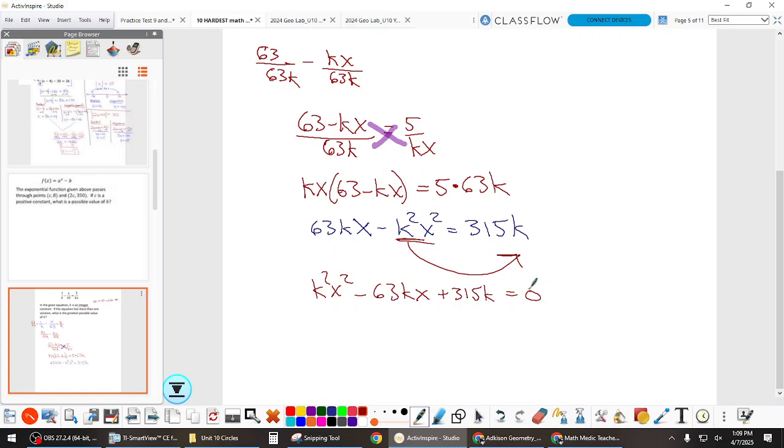Good? This should look familiar. This is just a quadratic. If we ignored all these k's, we've done these lots this year: x squared minus 63x plus 315. Doesn't that 315 look familiar, right? So we just have all these dumb k's floating around. So what does it mean?